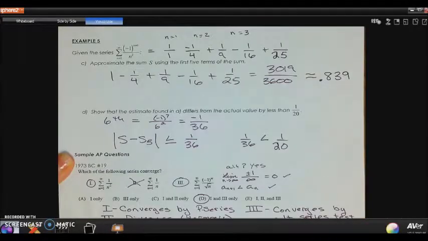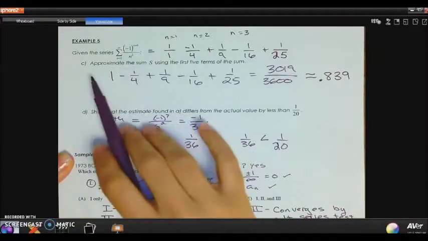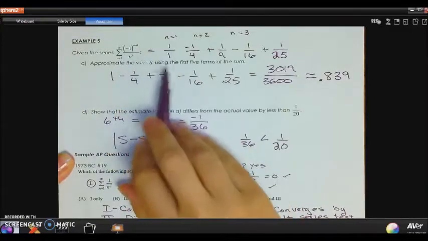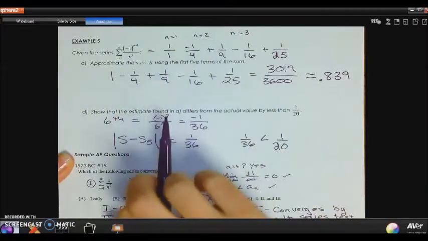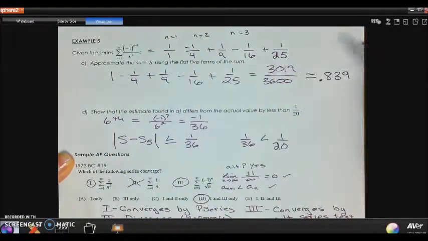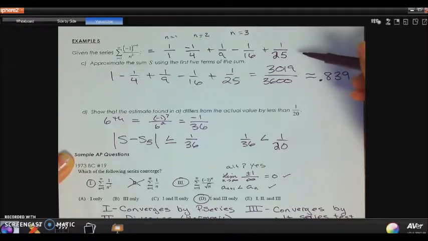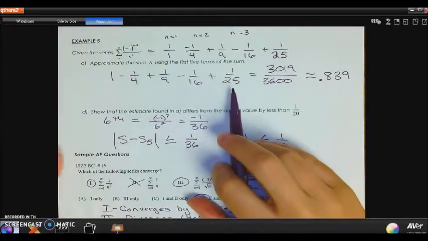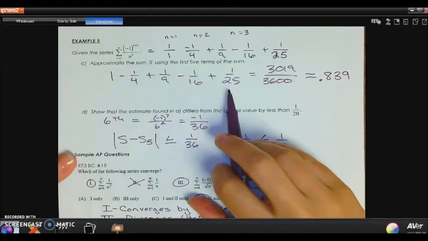All right, moving on to the last page of notes here. So for example 5, given this series, approximate the sum using the first 5 terms. So again, you plug in 1, you plug in 2, you plug in 3, you plug in 4, and you plug in 5. So take a second and you can plug in, and then you get this series of numbers. And then you have to actually add them up.